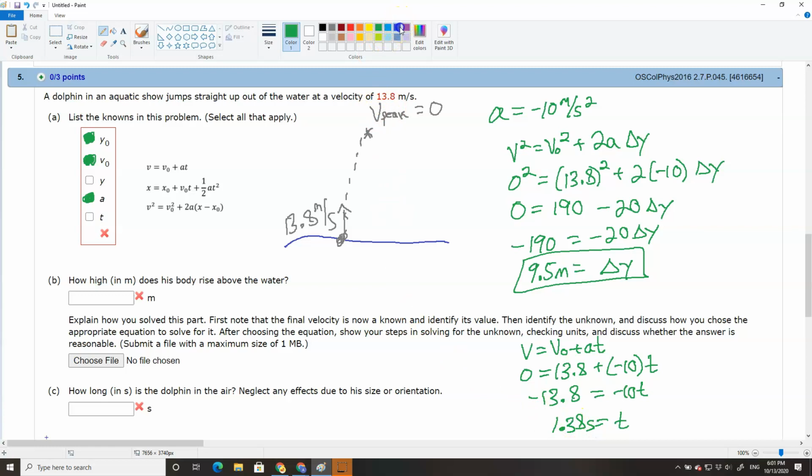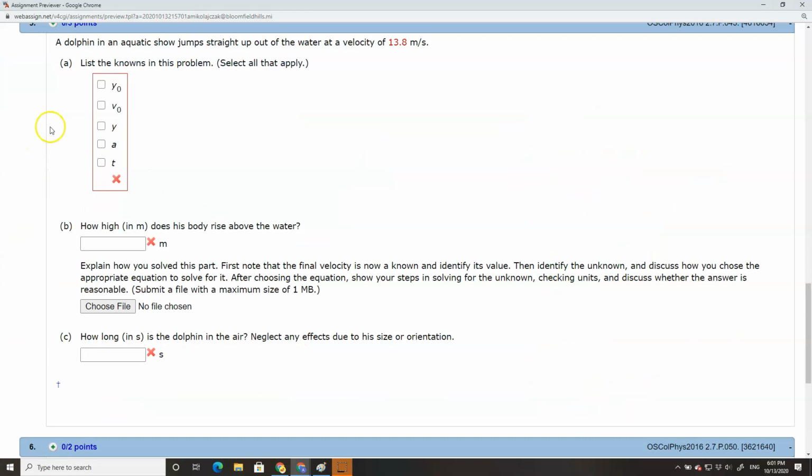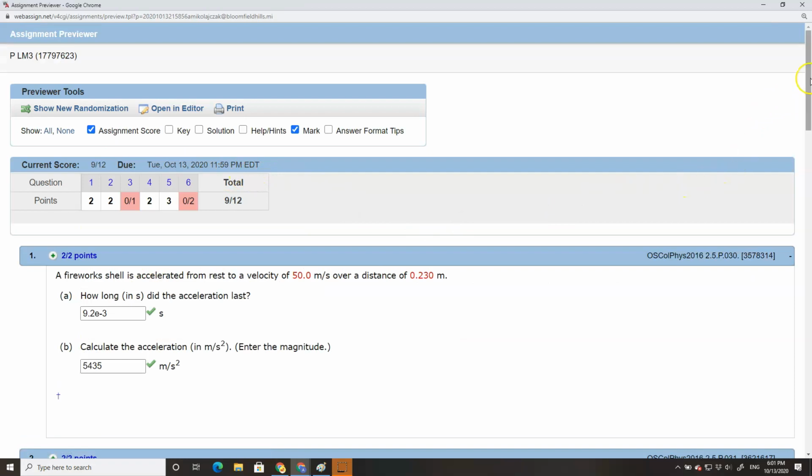Now the catch is you're going to have to double that time. What you've recorded so far is the time it took from the dolphin to leave the water and reach the peak. But then the dolphin's going to have to fall back down. Fortunately, due to symmetry, if it took the dolphin 1.38 seconds to go up, that means it took the dolphin 1.38 seconds to go down. And therefore the total time the dolphin is in the air is 2.76 seconds. So 9.5 and 2.76. As a reminder, you did not have to submit a file.